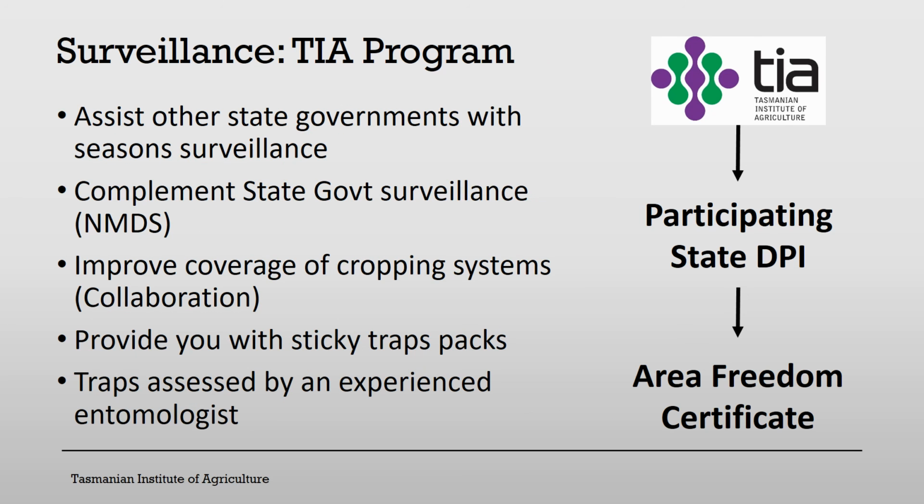How is this being coordinated? The program we're running through TIA will assist other state governments with surveillance. We communicate our surveillance efforts with each state DPI to ensure the best possible coverage and frequency of surveillance throughout the growing season. Our data goes towards area freedom for each state, and our records comply with national minimum data standards. We provide you with traps which are mailed out upon request. The trap packs come with sticky traps, plastic covers for completed traps, Ziploc bags to protect and package the traps into for mailing, and reply paid envelopes. We also have a team of entomologists assessing these traps.